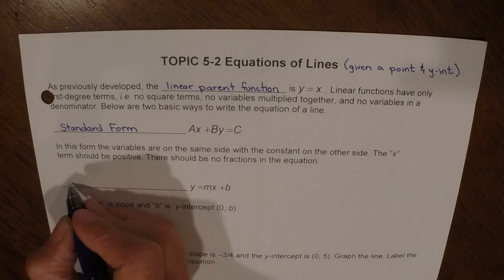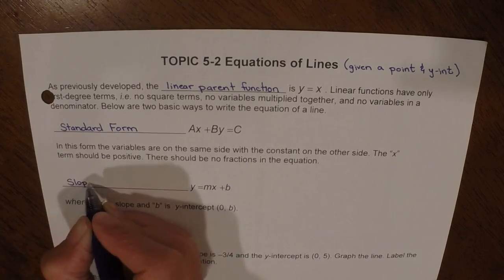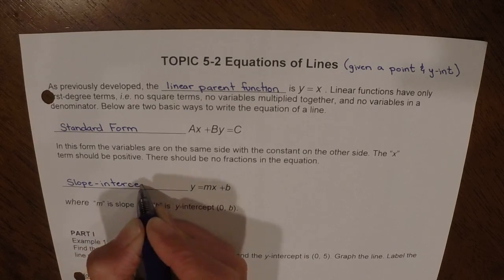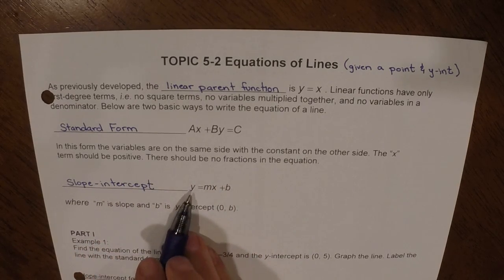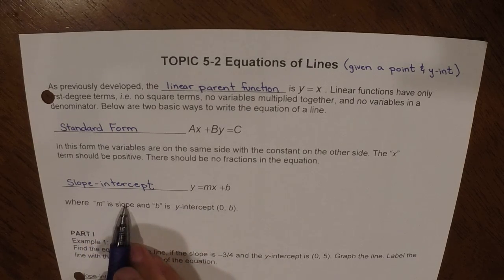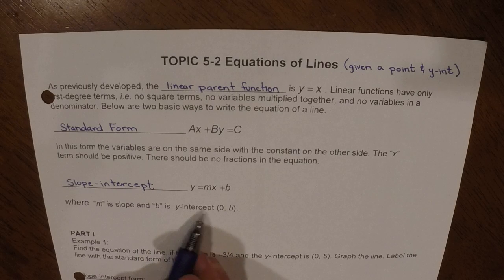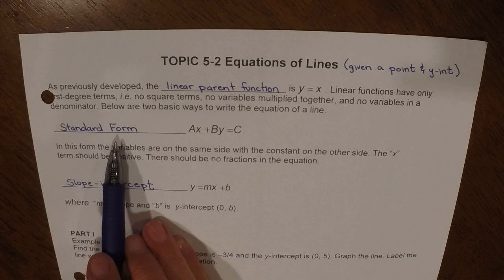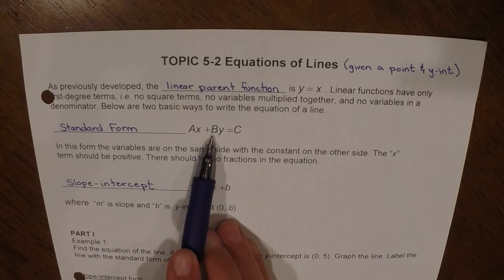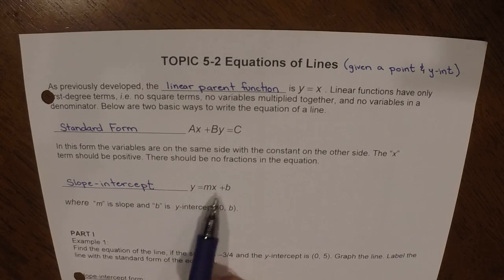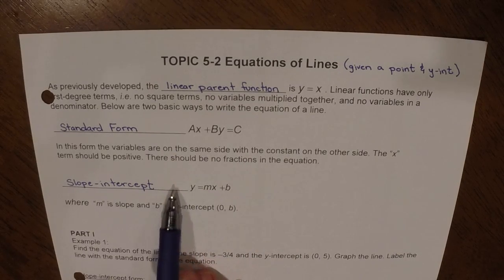The second one is called slope-intercept form, and this is the one that you guys use all the time. So slope-intercept is y equals mx plus b, where m represents slope, and b is the y-intercept, which is (0, b). Standard form is ax plus by equals c, and all it is is this equation mixed up. So if I moved x to the other side, you would notice that you get this.